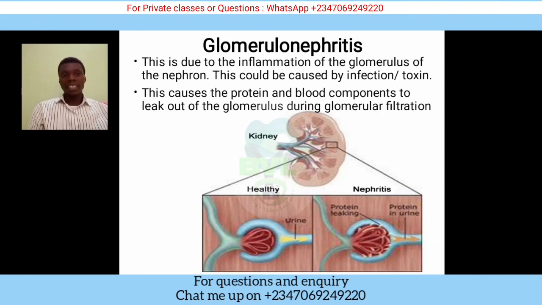So it can be cured using antibiotics majorly. All right, so it is an infection or a poisoning that will cause the glomerulus to swell up. All right, that is glomerulonephritis. All right.